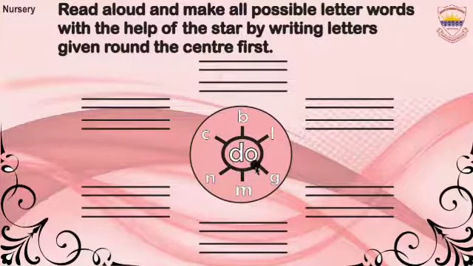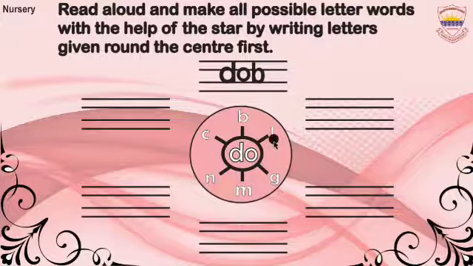We have two letters in center, D, O. We merge D, O with letter P. First we will write D, O, then we will write P. D, O, P, top.